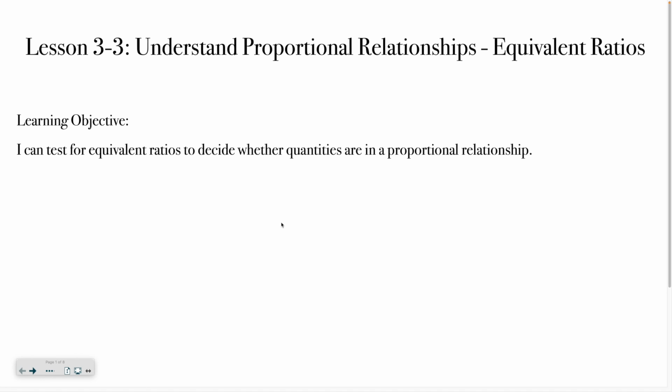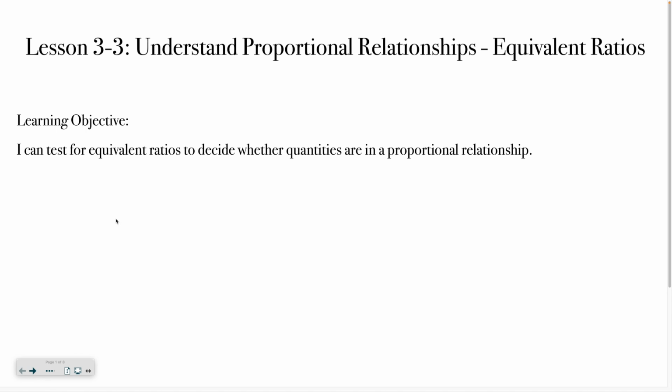Hello class, welcome to Pre-Algebra Lesson 3.3, which is all about understanding proportional relationships and equivalent ratios. By the end of this lesson, you should be able to test for equivalent ratios to determine whether quantities are in a proportional relationship.